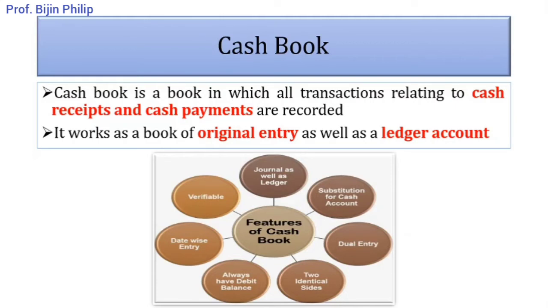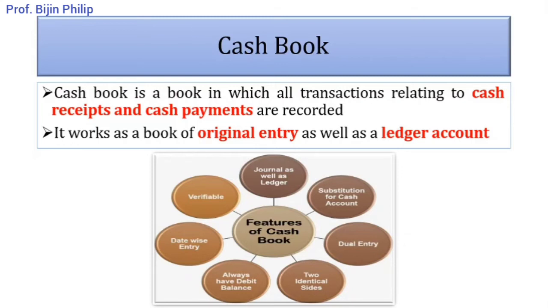The first important feature is that cash book acts as journal as well as ledger. A cash book is used to record the transactions immediately, so it serves the purpose of a journal. All the transactions relating to cash receipts and cash payments are directly entered into the cash book. At the same time, it is also a ledger since purely cash transactions are posted in it. No other transactions are recorded, only pure cash transactions.